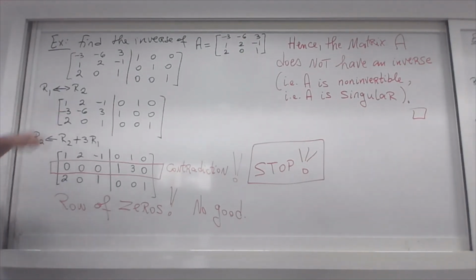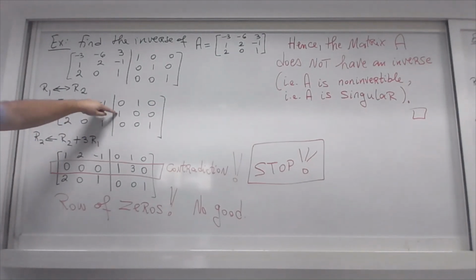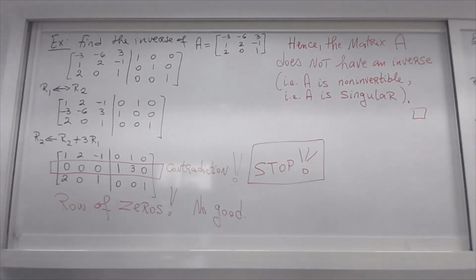Let's put 0 here. So I need to replace row 2 by row 2 plus 3 times row 1. If I do that, negative 3 plus 3 is 0, negative 6 plus 6 is 0, 3 minus 3 is 0. 1 plus 0, 0, 1 plus 3 is 3, and 0 plus 0, 0. But I notice that I have a row of zeros on the left. Whoa! I see the contradiction.